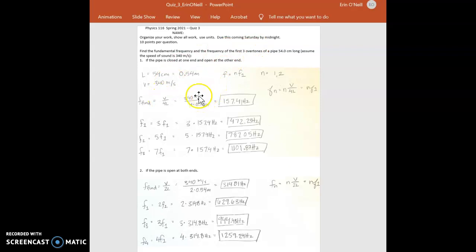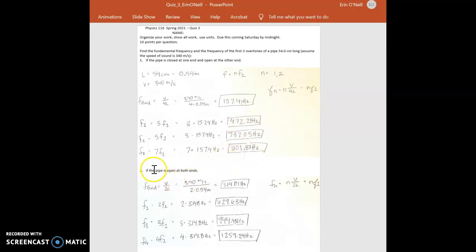We have the velocity, we have L, so you can pull that out to get 57.41 hertz to be exact. And then using this number, we can plug this in for the F1, the frequency 1, the original, and then here we're just multiplying it by 3, 5, and 7 because these are what we plug in for the n's. And we get these results.